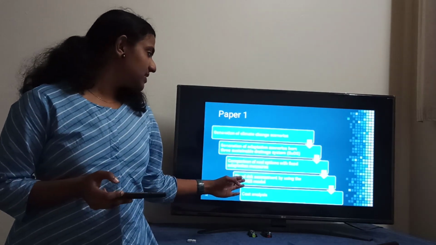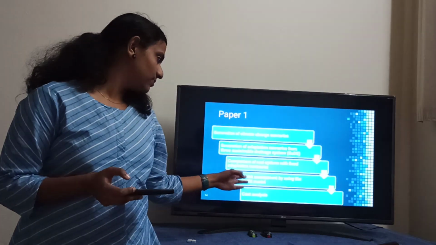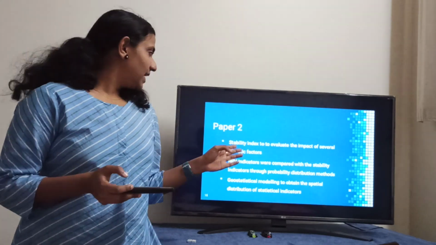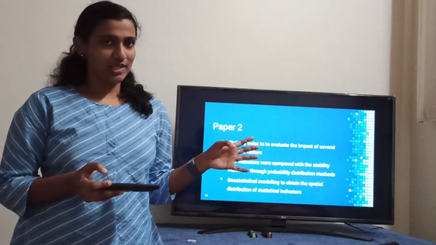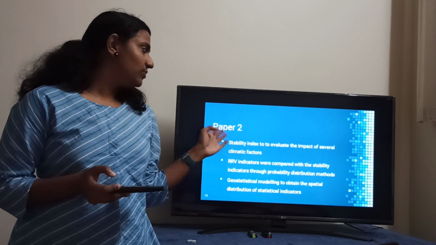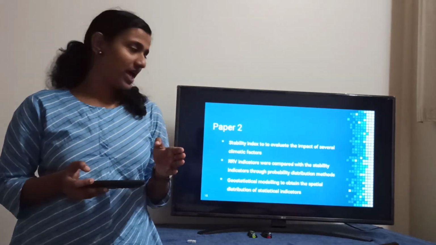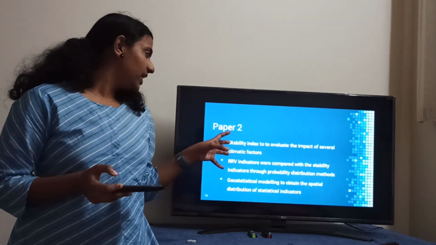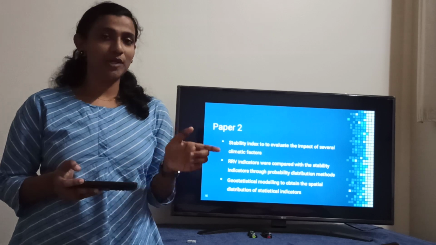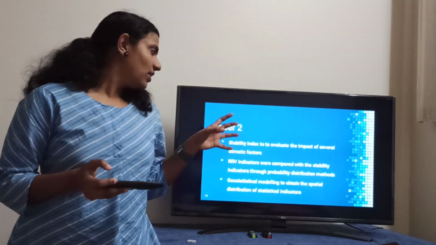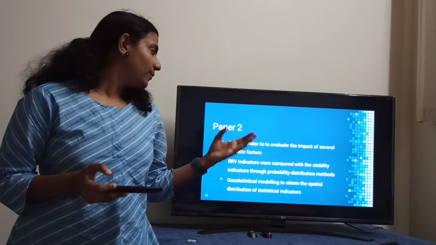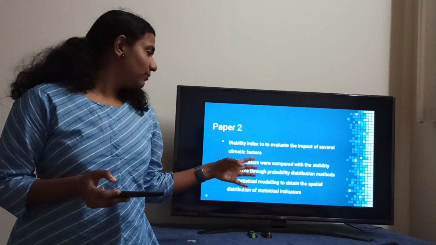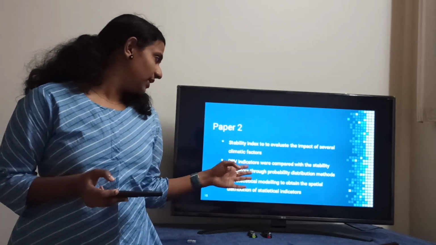After that, a flood risk assessment was carried out with Caldi's model, which was followed by cost analysis. At the same time, the second paper was purely based on a statistical approach. A stability index to evaluate the impact of several climatic factors was introduced in the study. Moreover, RRV indicators, that is resilience, reliability, vulnerability, of different indicators were identified by using different probability distribution methods. Finally, geostatistical modeling was also obtained in this study.